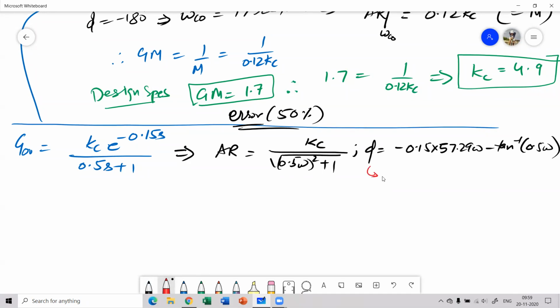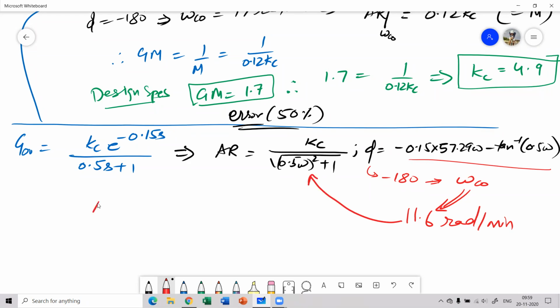Now let us calculate with phi equal to minus 180. What's the value of omega c naught? Substitute phi equal to minus 180 in this equation and calculate your crossover frequency. Now the crossover frequency comes out to be 11.6 radians per minute. Upon getting this value of 11.6, we substitute it and find out AR. Kc we have already calculated, so the value of Kc is 4.9, and 0.5 omega c naught whole square plus 1. We substitute the value of omega c naught and calculate the amplitude ratio equal to 0.83.